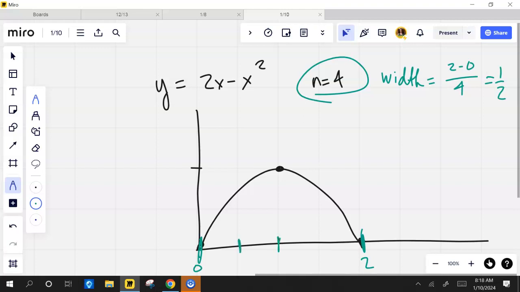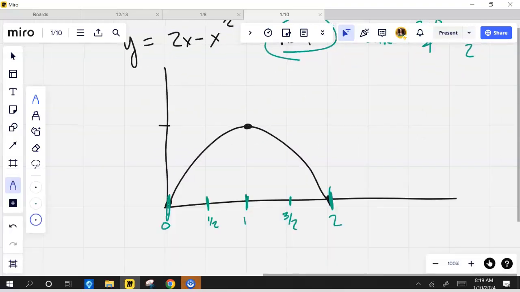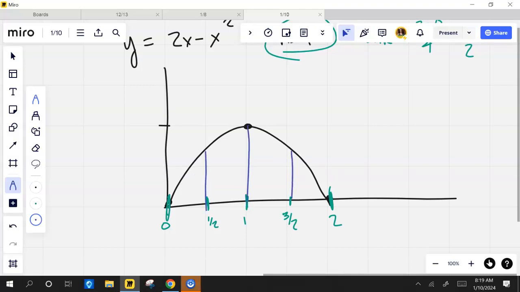So 1/2, 1, this would be 1 1/2, so 3 over 2, 2. But if I move into MRAM, you can see your divisions here, your partitions, right? Each one of them. But if I want MRAM, that means I'm going from the middle of these two. So I first have to calculate the midpoint, which would be what? 1/4. That happens halfway in between. That's going to be the height of my rectangle. So what's f of 1/4? What do I get whenever I plug into that equation?